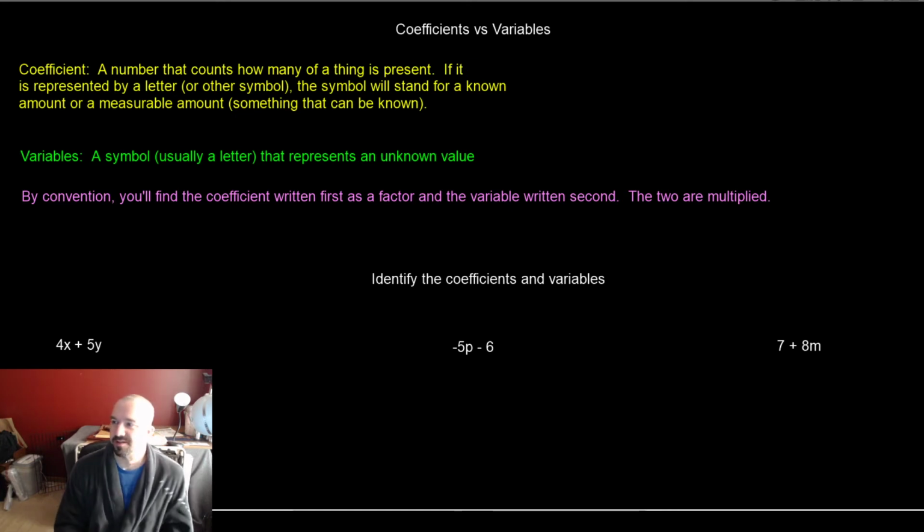So here we go. Coefficient: a number that counts how many of a thing you have. It can be represented by a letter. Typically, the letters for coefficients are going to be the A, B, C's, that sort of thing, and the letters for the variables will be the X, Y's, and Z's. It is not wrong to use other letters for those pieces.